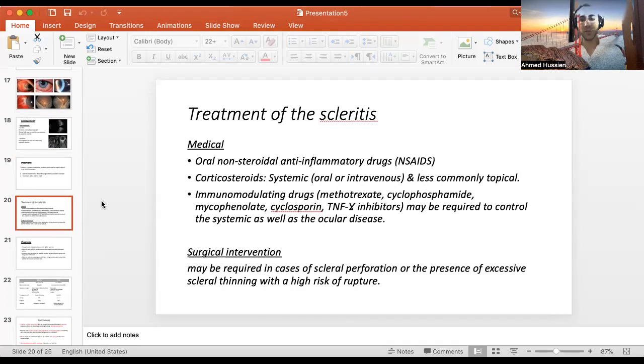So again, treatment of scleritis is systemic for the control of the ocular manifestation and systemic condition if present. Medical treatment in the form of oral non-steroidal anti-inflammatory drugs, systemic steroid, oral or intravenous, and immunomodulatory drugs. Surgical intervention is less likely to be required, and it's only required if there is scleral perforation or pending scleral perforation where there is much scleral thinning.